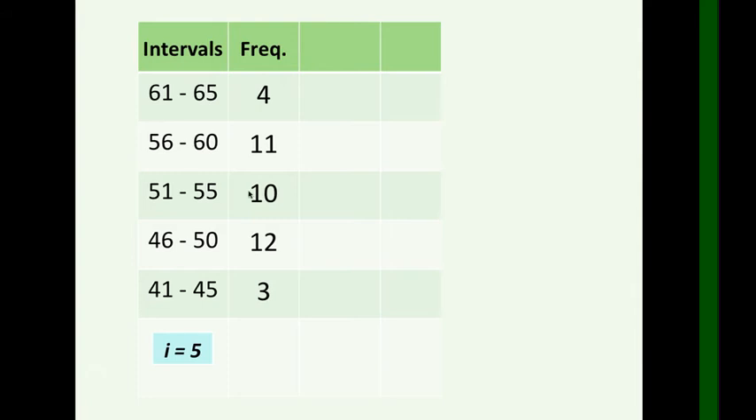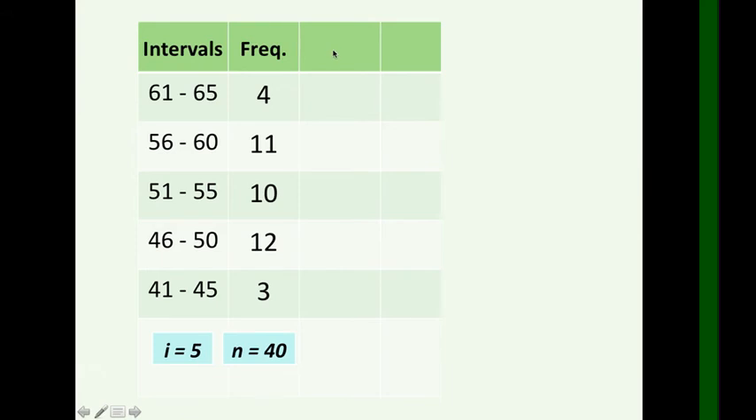Okay, for the frequency, we will just need to add all of these. So we have 4 plus 11 plus 10 plus 12 plus 3. The total is 40. Am I right? So 4 plus 11, that's 15, plus 10, 25, plus 15, that's 40. Correct. How about the next one? You need to fill in these first before we do the next column.